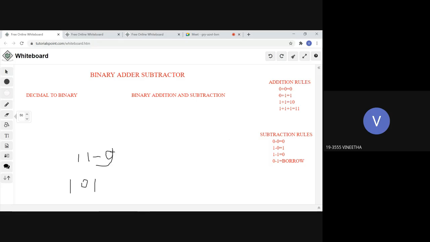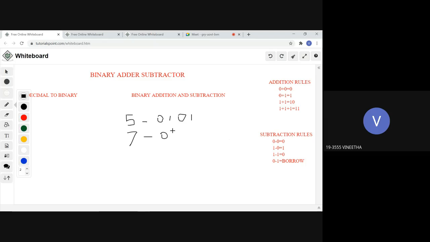Now let's see how to perform binary addition and subtraction. To perform binary addition and subtraction of two numbers, we follow rules, and these rules are mentioned over here. So let's take an example. Let's add two numbers, say 5 and 7. 5 in binary is 0, 1, 0, 1. I'm taking a 4-bit binary number. And 7 in binary is 0, 1, 1, 1.